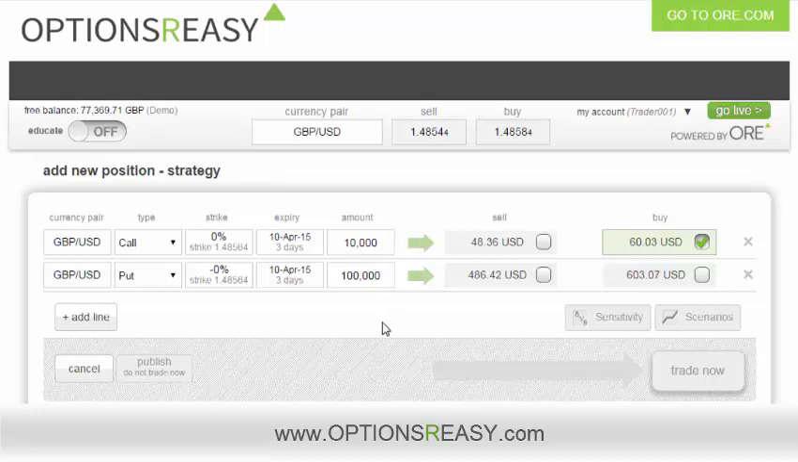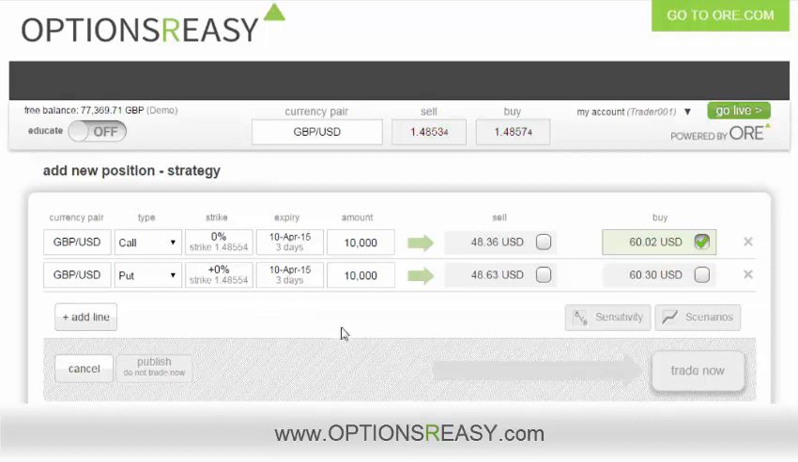The second leg will be the put option. The currency pair is already matched automatically. We select a put, and we want the strike to also be at 0%. The expiry is matched, and we'll match the trade size to 10,000 as well. Now note that for a long straddle, the strike of the call and the put option are always the same.